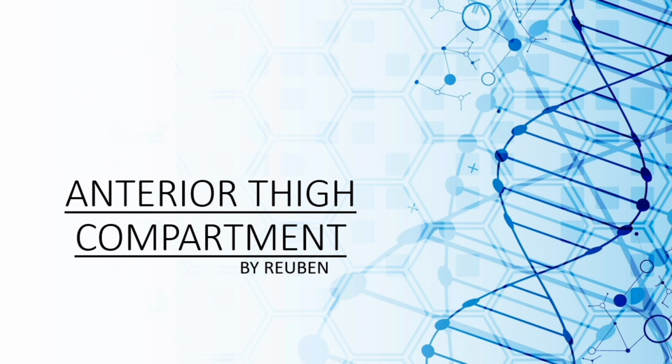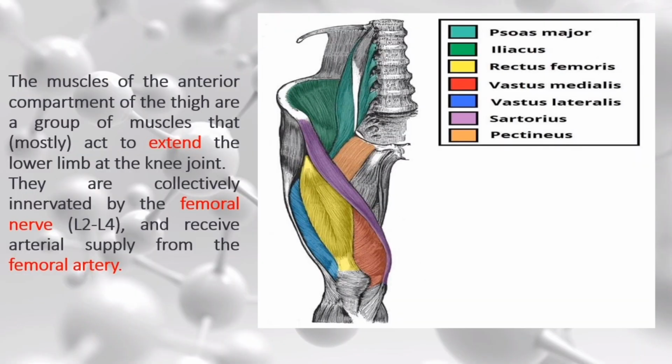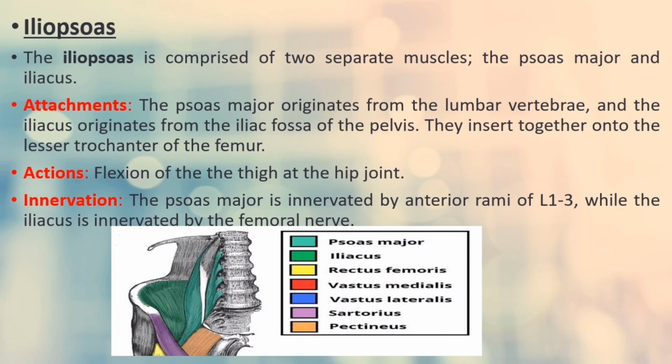Muscles of the anterior compartment of the thigh. The muscles of the anterior compartment of the thigh are a group of muscles that mostly act to extend the lower limb at the knee joint. They are collectively innervated by the femoral nerve L2-L4 and receive arterial supply from the femoral artery. In this video, we shall look at the anatomy of the muscles of the anterior thigh, their actions, attachments and clinical correlations. Iliopsoas. The iliopsoas is comprised of two separate muscles, the psoas major and iliacus.